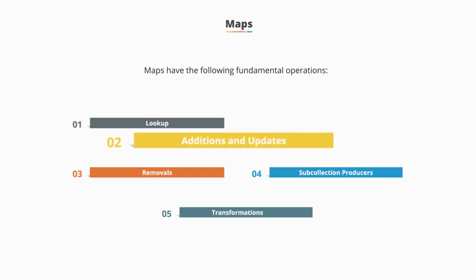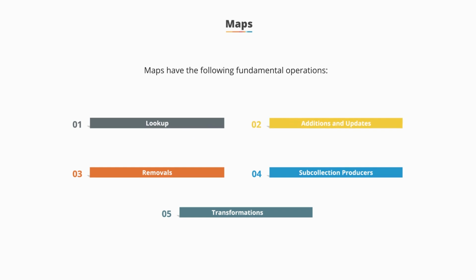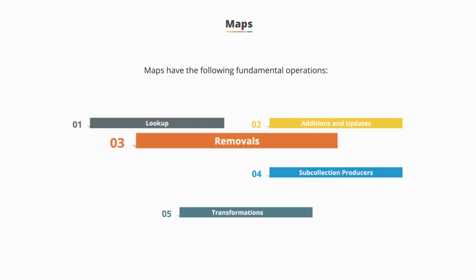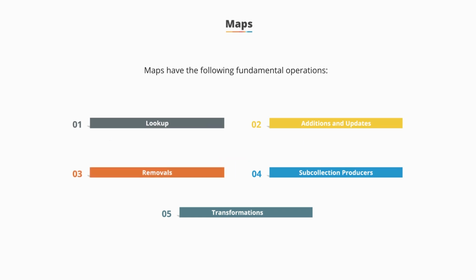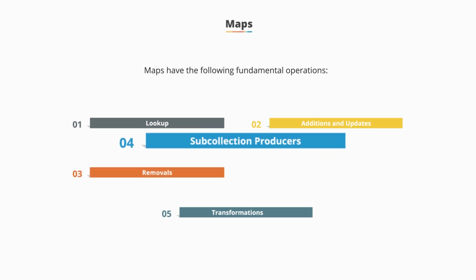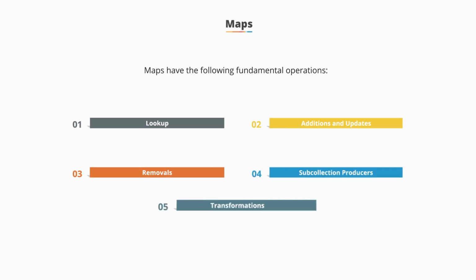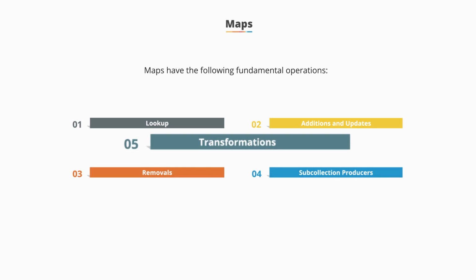Additions and updates are +, ++, and updated, each of which lets you add new bindings to a map or change existing bindings. Removals are -, --, which remove bindings from a map. Subcollection producers are keys, keySet, keysIterator, values, valuesIterator, which return a map's keys and values separately in various forms. And transformations are filterKeys and mapValues, which produce a new map by filtering and transforming bindings of an existing map.